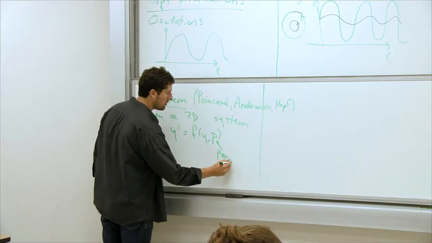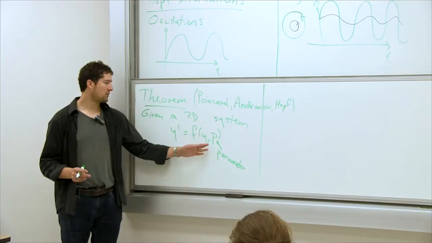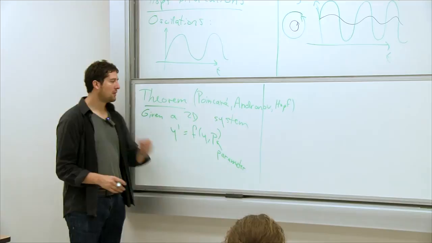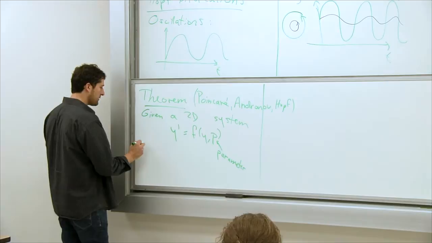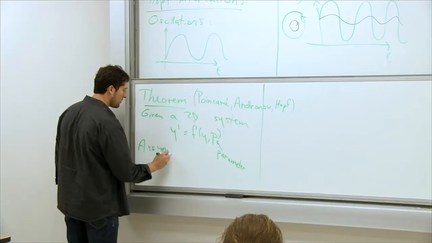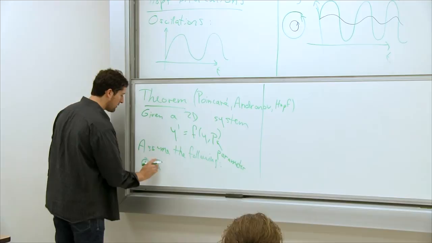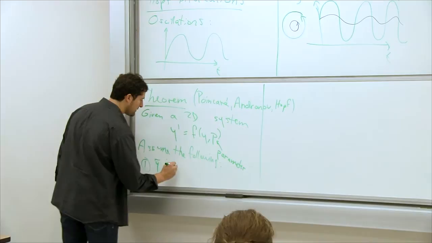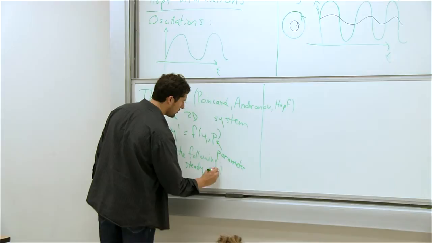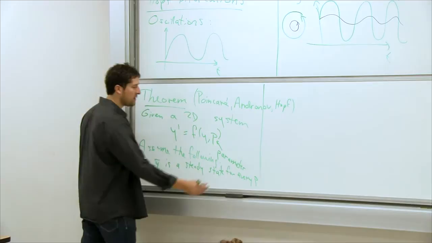So for each value of p, you have a dynamical system. And if you change p, then the system changes slightly, right? But you can think about p as being fixed for each system. Suppose, assume the following. The first assumption is that y bar is a steady state for every value of p.